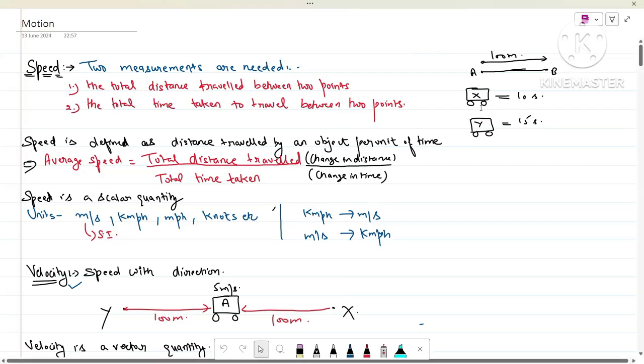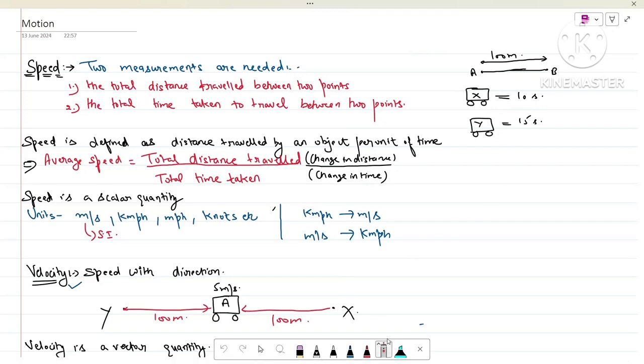And now we are considering two trolleys X and Y. Let's say trolley X covers this 100-meter distance in 10 seconds and trolley Y covers this 100-meter distance in 15 seconds. So generally we can say if trolley X is taking less time to cover the distance of 100 meters, that is the same distance as being covered by Y, then the speed of trolley X is more than the speed of Y.